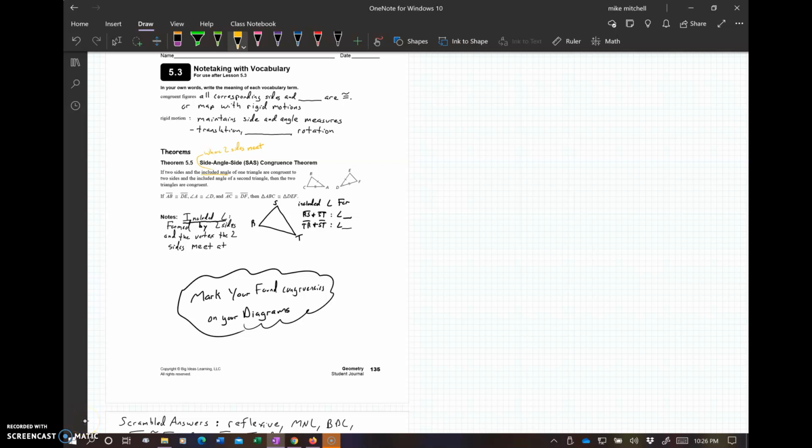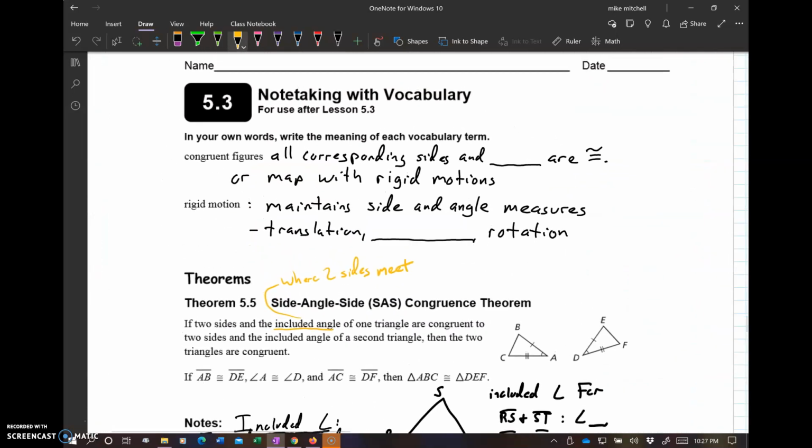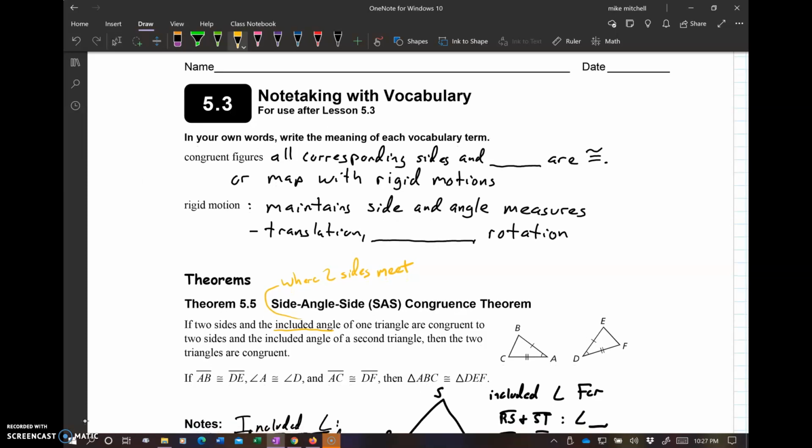Okay, welcome to 5.3, proving triangles congruent by the SAS theorem. Page 135 in your journal. Let's get rumbling. Congruent figures. This should be something that's familiar to you. We've already done this before.